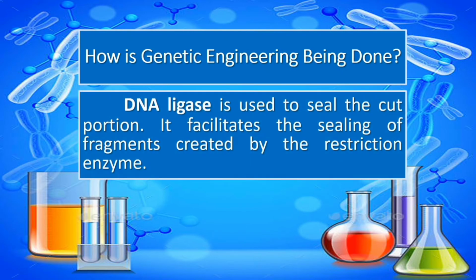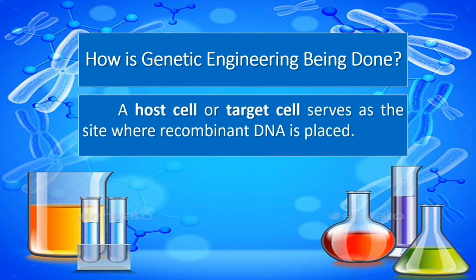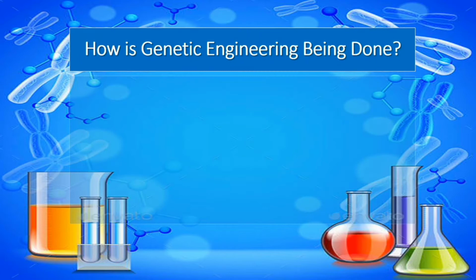DNA ligase is used to seal the cut portion. It facilitates the sealing of fragments created by the restriction enzyme. A host cell, or target cell, serves as the site where recombinant DNA is placed.